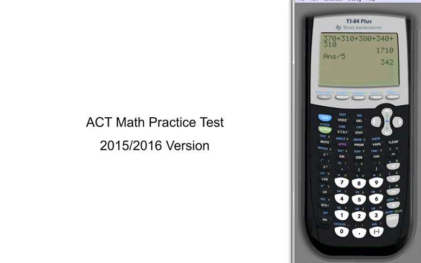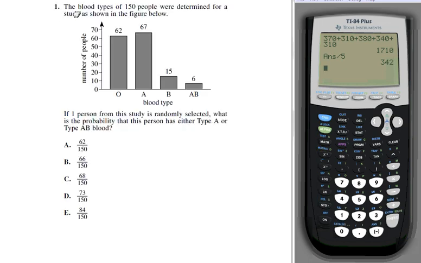Let's get started. This first one, the blood types of 150 people are determined for a study as shown in the figure below. It gives us this nice little chart. If one person from the study is randomly selected, what is the probability that this person has either type A or type AB blood? So we want probability, simple probability. You just take the total number that has that feature. We have type A and type AB, and then you divide it by the total number of people. So in this case, it's 150.